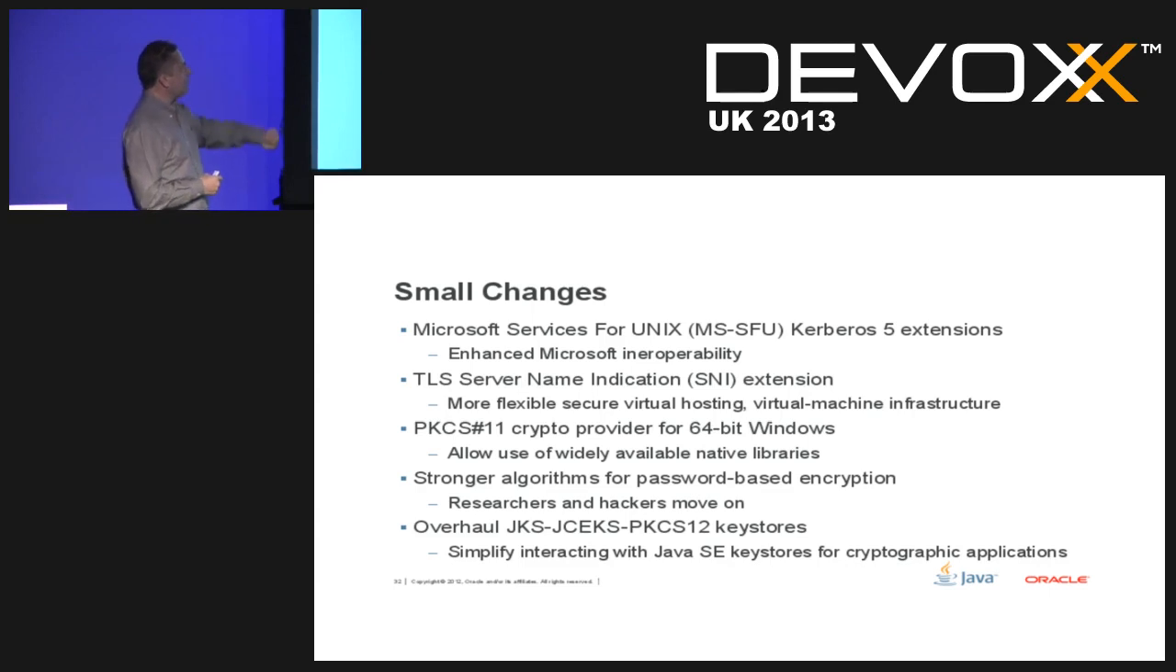Stronger algorithms around password-based encryption. Both researchers and hackers move on, so we need to improve the way that we're doing things there. And then a bit of an overhaul around key stores. There's the Java key store, the Java Cryptography Extensions key store, and then the public key cryptography standard key store. What we're going to do there is just tidy up a few things around the way that those are used. How am I doing for time?